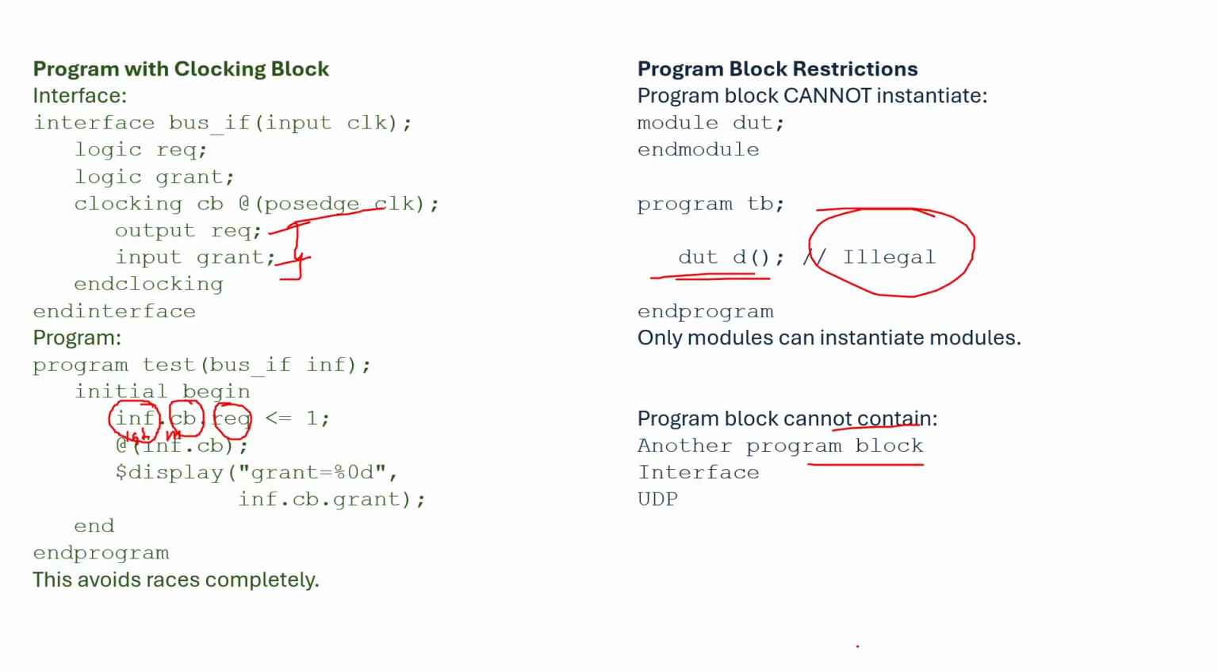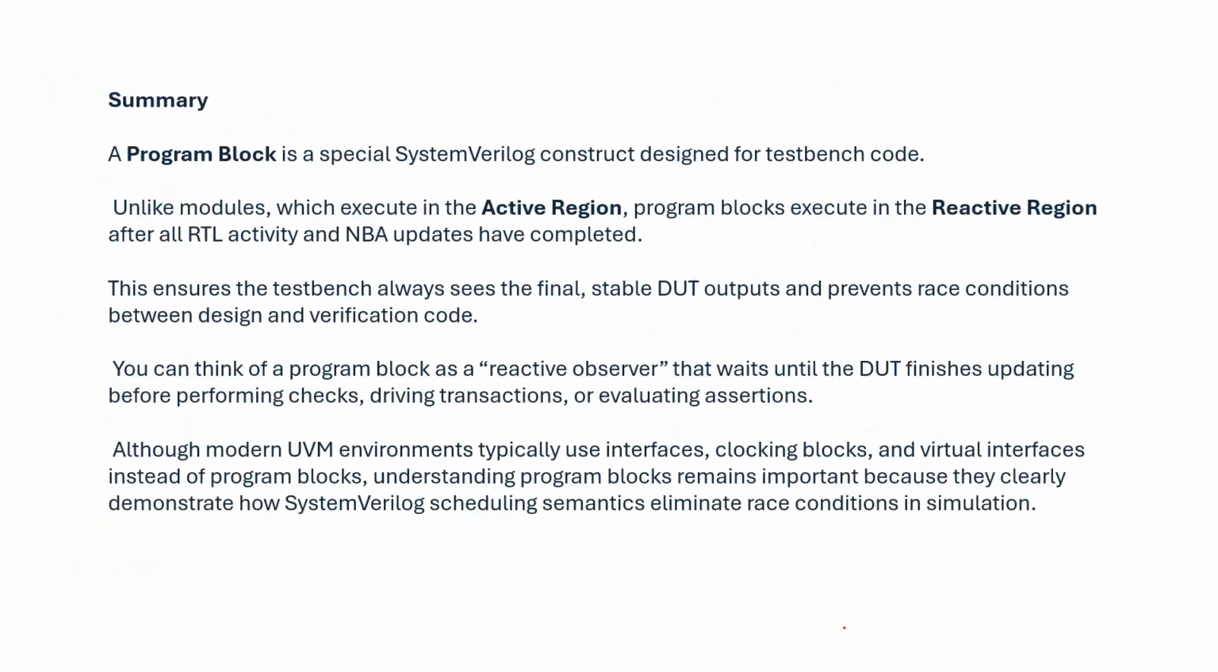So it cannot contain another program block, another interface, and UDP, user defined primitive. So that means UDP is also not there. Clear? So just see the summary for the program block.